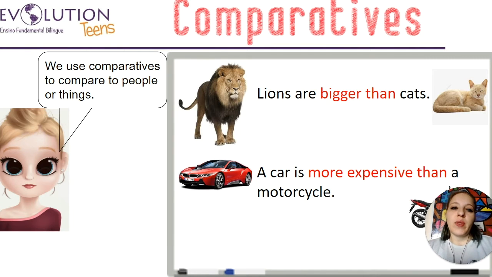Now let's start with the comparatives. We use comparatives to compare two people or things, okay? Only two things. Like these examples. Lions are bigger than cats. A car is more expensive than a motorcycle. Why do we use bigger, like ER in the end with the first example? And in the second example, we use more in front of the adjective. Let's see why.